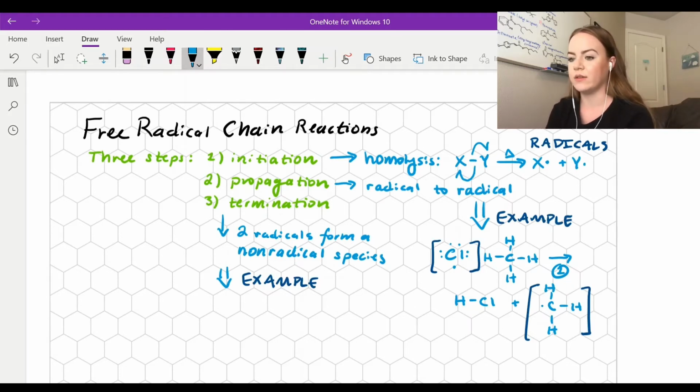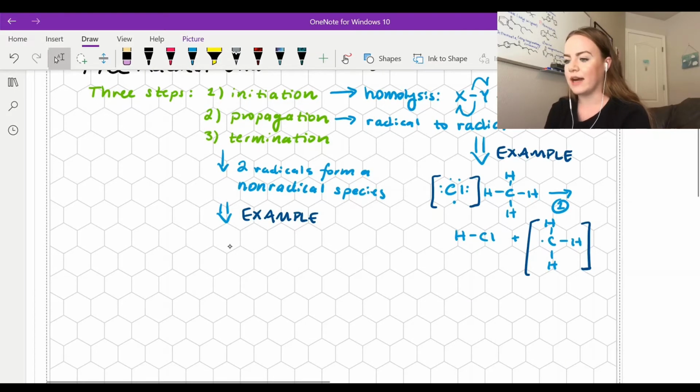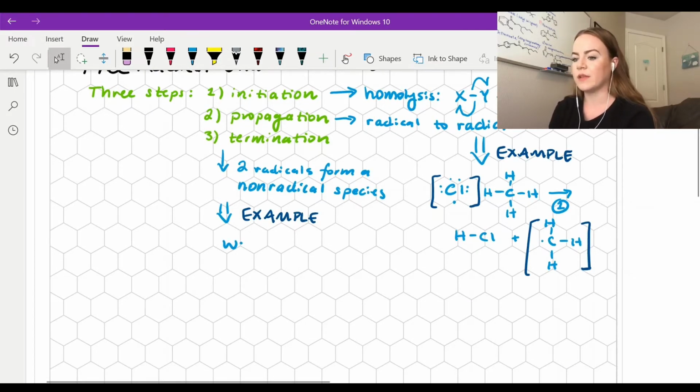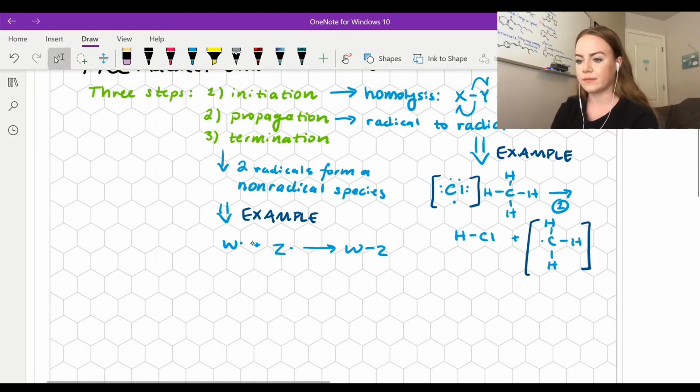Let's say we have molecules W and Z, which are free radicals. They will react to form a bond, which forms a new molecule WZ, which ends this process as we now have no free radicals. But this molecule, for example, could undergo initiation and the cycle can start all over again.